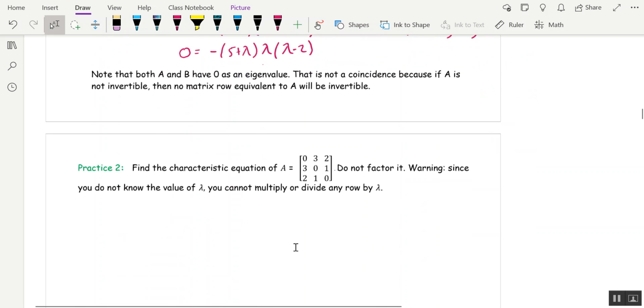Okay. Now, I'm going to have you do one. The solution is at the end, so I'm not going to go over it with you. I want you to find the characteristic equation of A. You don't have to factor it, but you're going to have to do cofactor expansion. So go ahead and do that. And to keep this video from getting too long, what I'm going to do is stop it here, and then I'll do the next part in a second video.